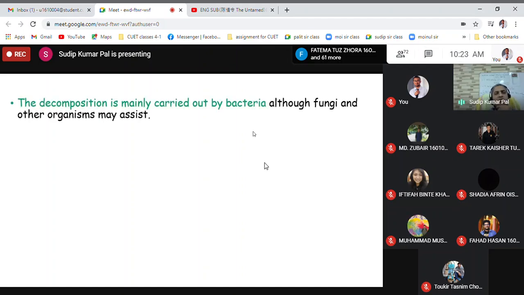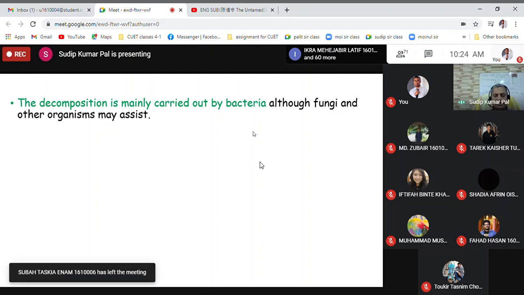The decomposition is mainly carried out by bacteria. We'll talk about this quite a lot when we go for the treatment. So when we discuss wastewater treatment, we'll talk quite a lot about this. This decomposition is mainly carried out by bacteria, although fungi and other organisms may assist, like sometimes algae, some of the viruses, but mostly bacteria.